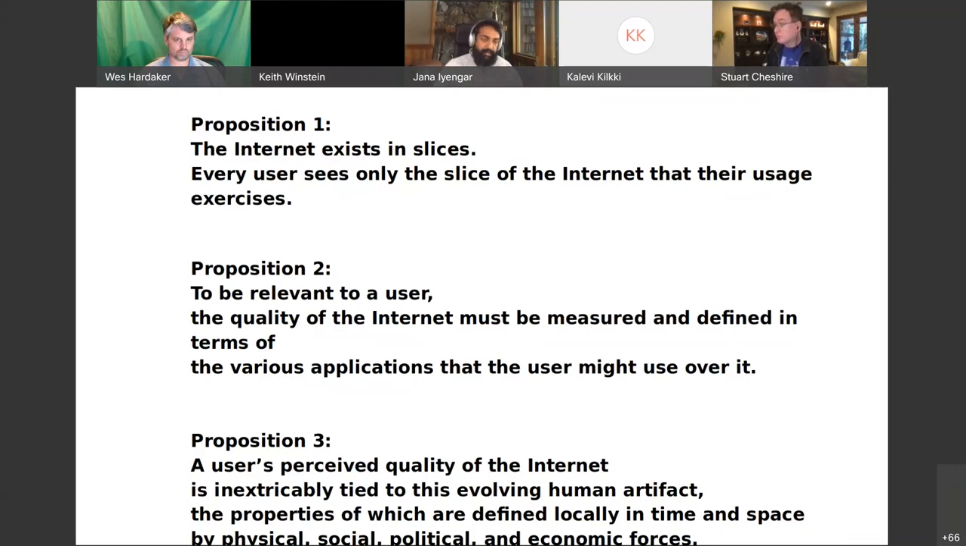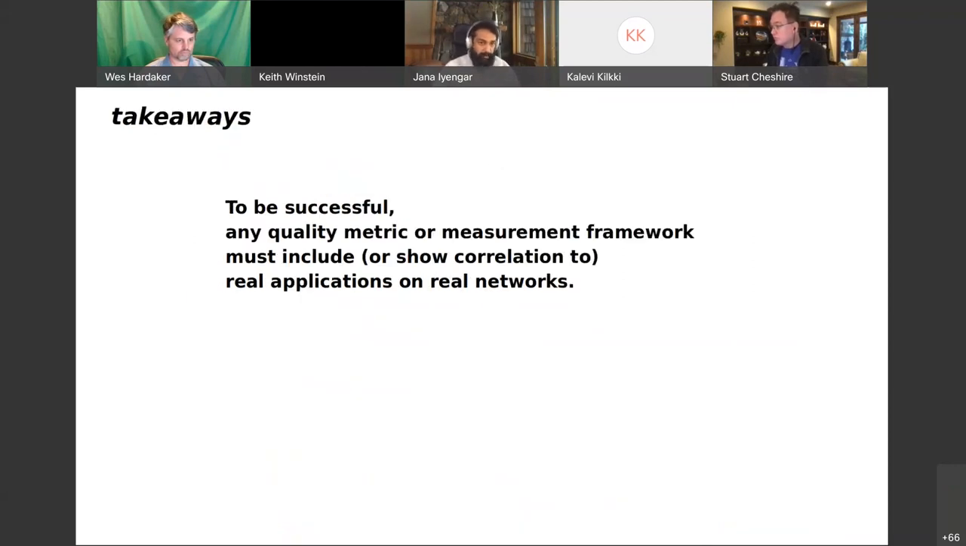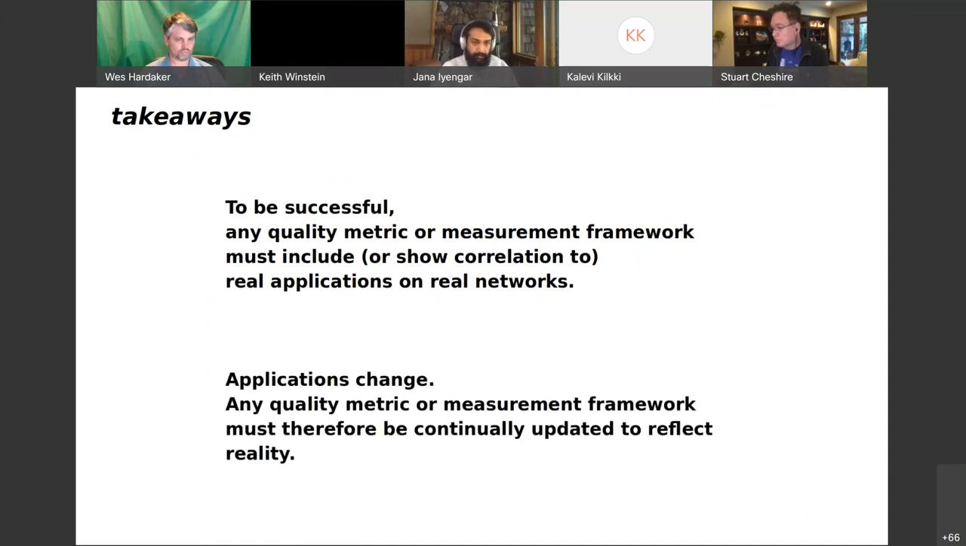So with these three propositions, I'll point to just a couple of takeaways. And these are effectively my position here. The point I want to make is that to be successful, any quality metric or measurement framework that we build or develop here must include or show strong correlation to real applications and real networks, and the quality of those applications on real networks. And applications change. As a result, no metric or measurement framework that we come up with here will remain static, and it must be continually adapted to reflect this reality. That's all I have. Thanks, Keith.